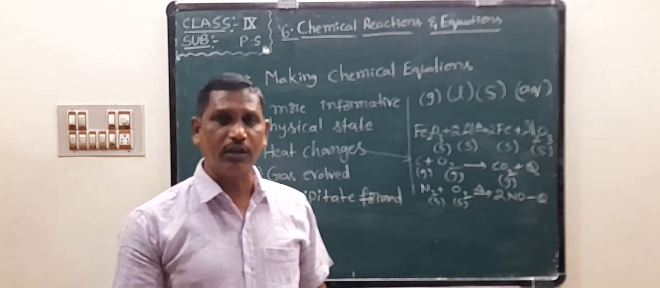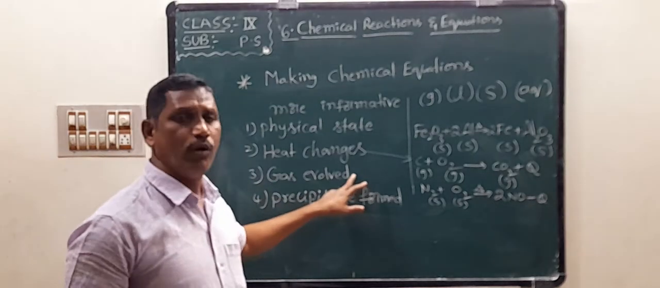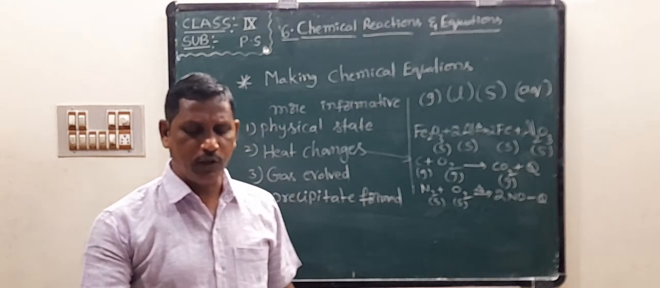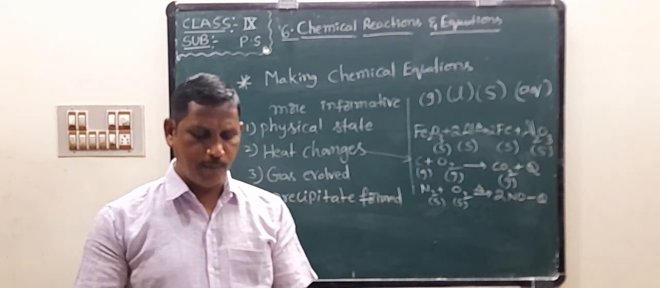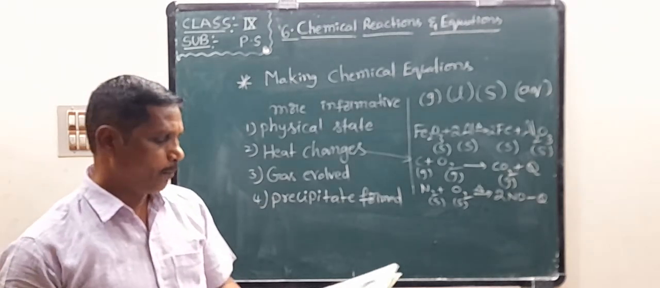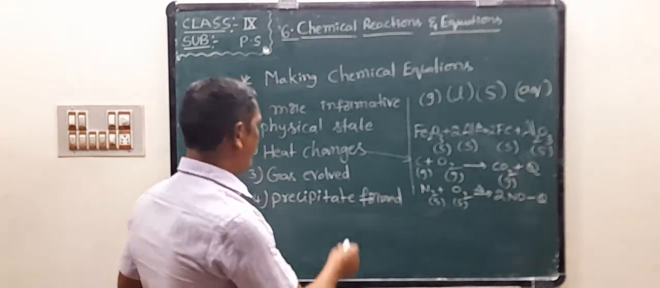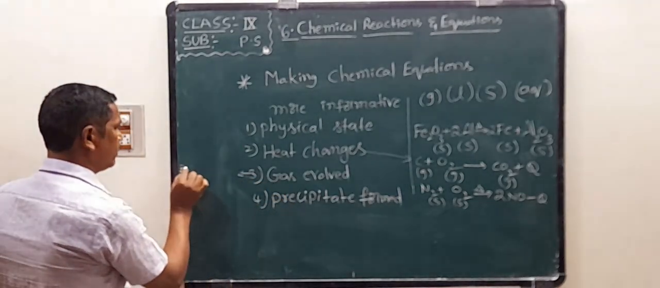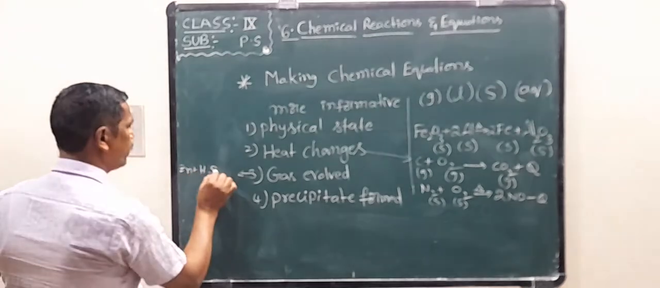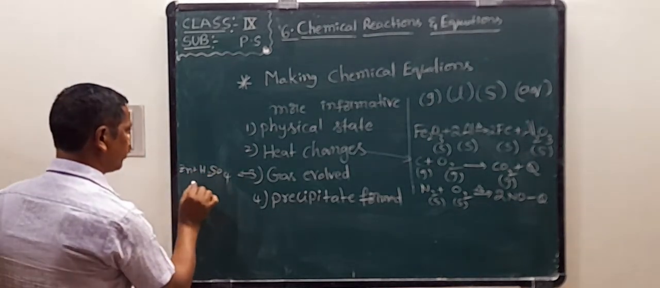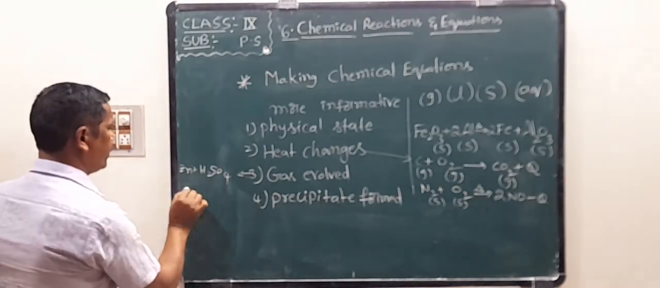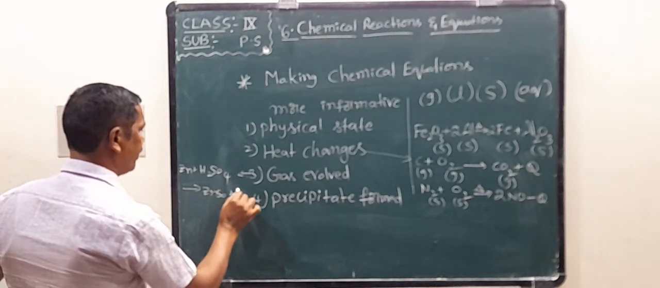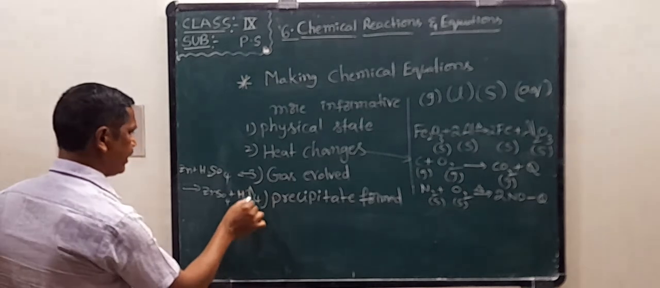Next one, expressing the gas evolved. If a gas is evolved in a reaction, it is denoted by an upward arrow or a small g. Here is one example: Zn, zinc, plus H2SO4 gives ZnSO4 plus H2 gas. This is the gas, H2 gas.